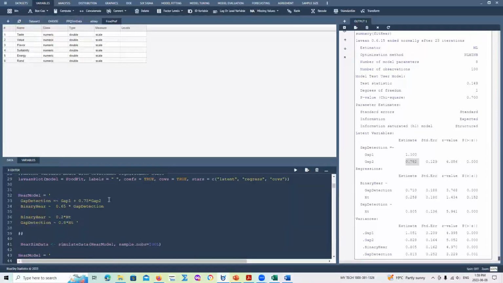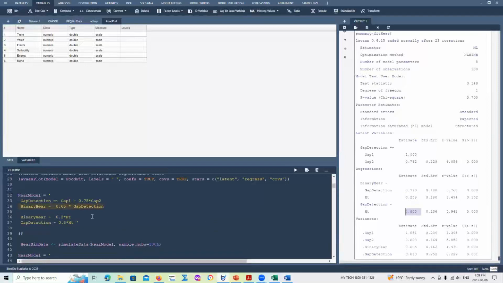You see, 0.75, and we have 0.78, because that's the path for simulation. What about this one? Binary here with gap detection is 0.71. No, binary here with gap detection is here, 0.65 specified, estimated 0.71. Height is estimated 0.2, as given. Then height with gap detection is 0.8, estimated 0.85.